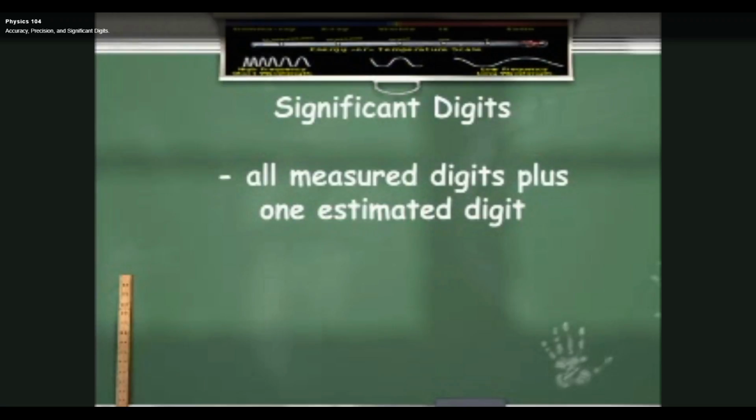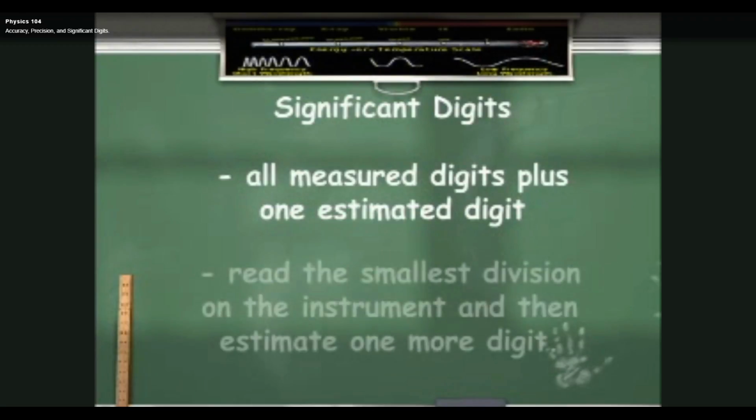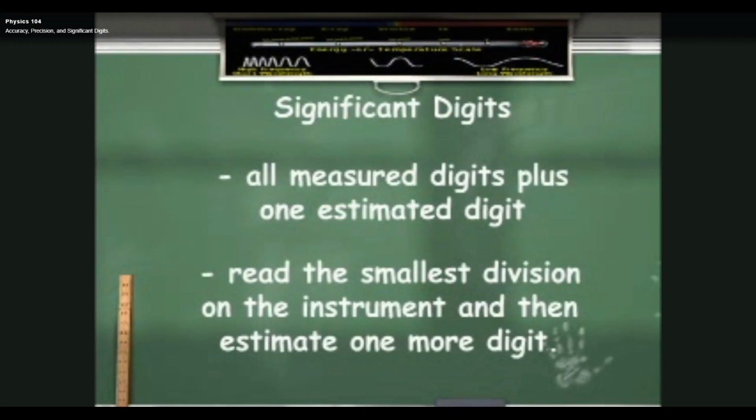One way to show the precision of a measurement is to use significant digits. Significant digits are all measured digits plus one estimated digit. When you make a measurement in the lab, read the smallest division on the instrument and then estimate one more digit. Don't forget to estimate the last digit.